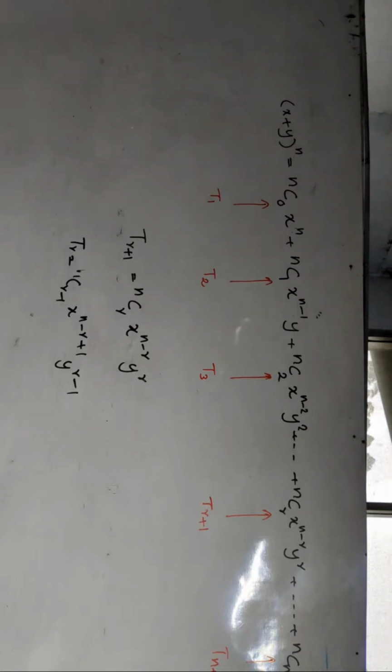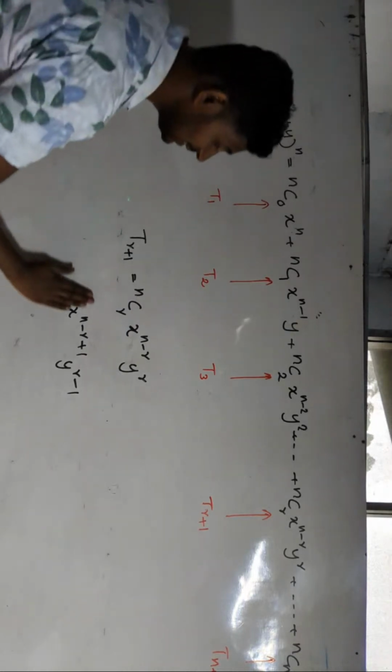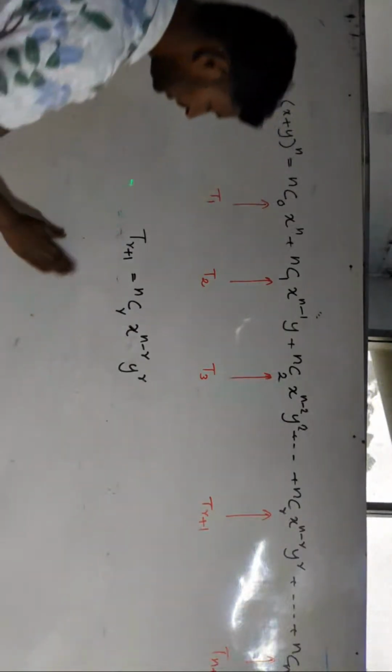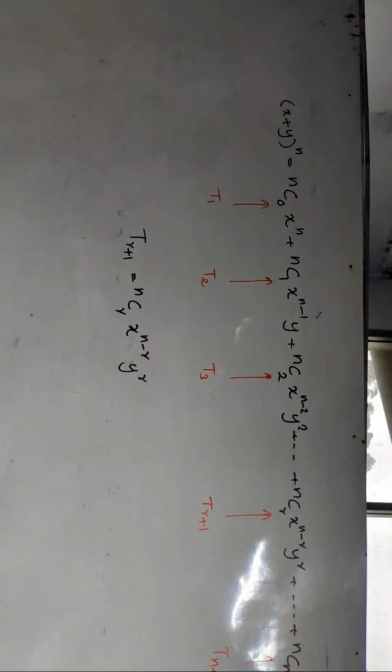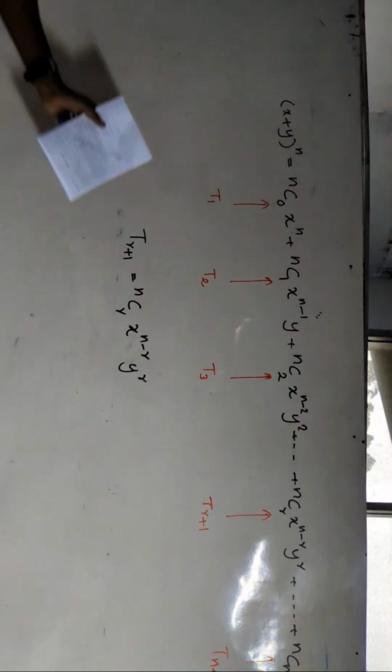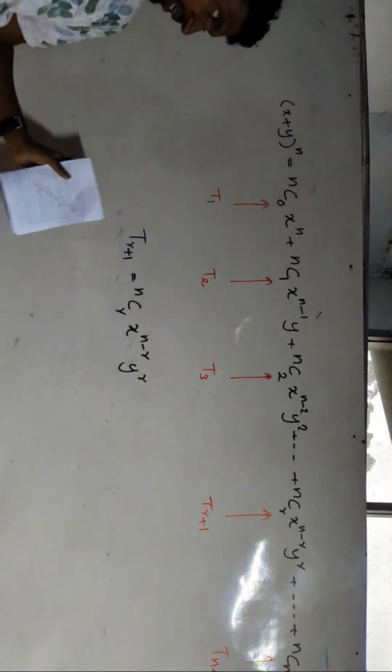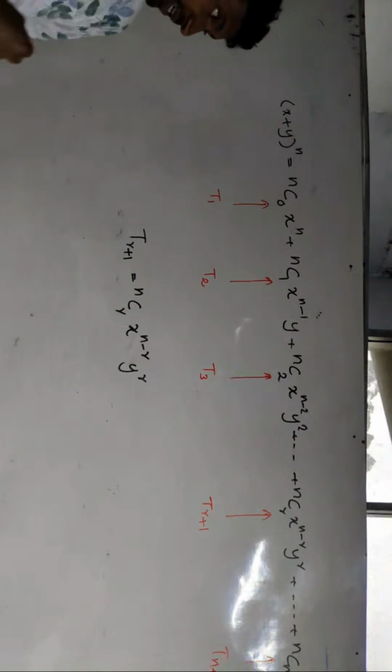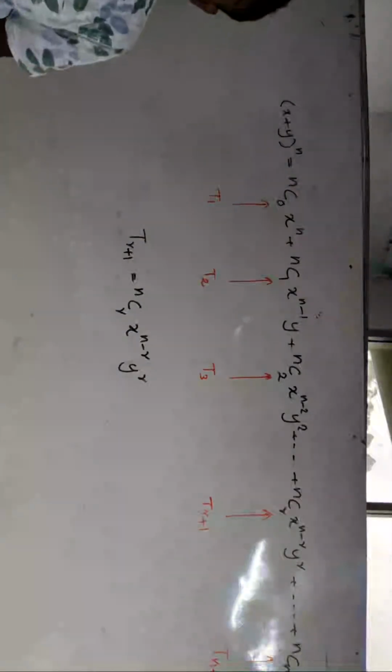Okay, next one, put a general term T r plus 1. General term T r plus 1, then write down this one and highlight it. Again, write down T r plus 1 is equal to nC r x to the power n minus r, y to the power r.